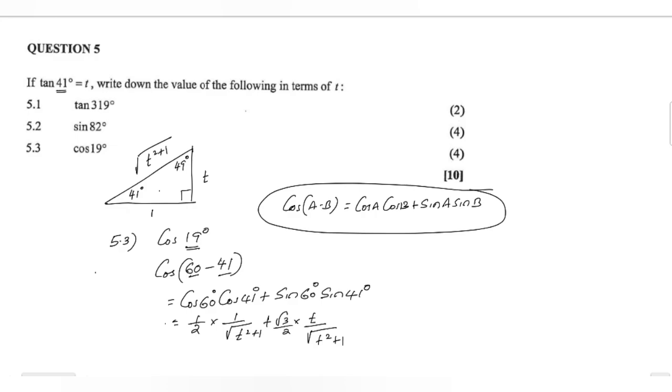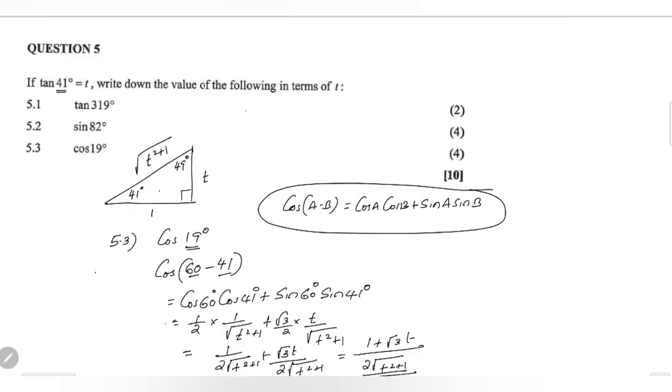Now just simplify. Two fractions are added: the first is 1 over 2 square root of t squared plus 1, and the second is root 3 times t, that is root 3 t, over 2 times square root of t squared plus 1. Since the denominators are the same, we can add them. The denominator is 2 square root of t squared plus 1, and the numerator is 1 plus root 3 t, an unlike term, so just write it like that. So we have done another 4 marks also.